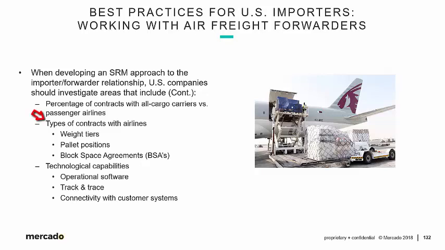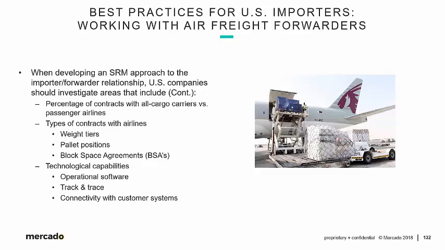What types of contracts with the airlines does a freight forwarder have? Are they based on weight tiers, that 45 to 100 kilo range, 100 to 500 kilo range, 1,000 and above kilo range? How these contracts are built between forwarders and airlines are going to trickle down to the way in which we as U.S. importers are presented with quotations and potential bids.